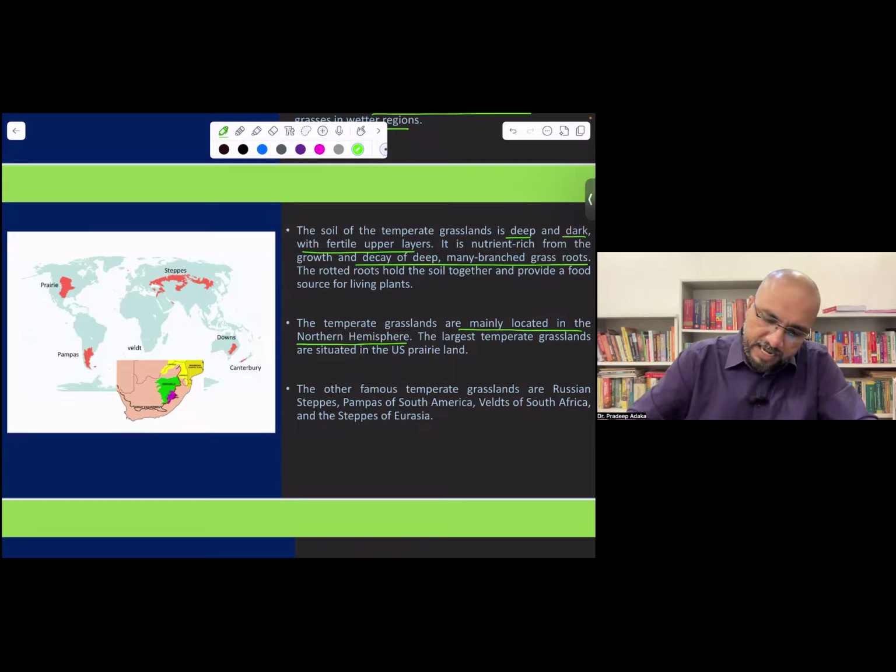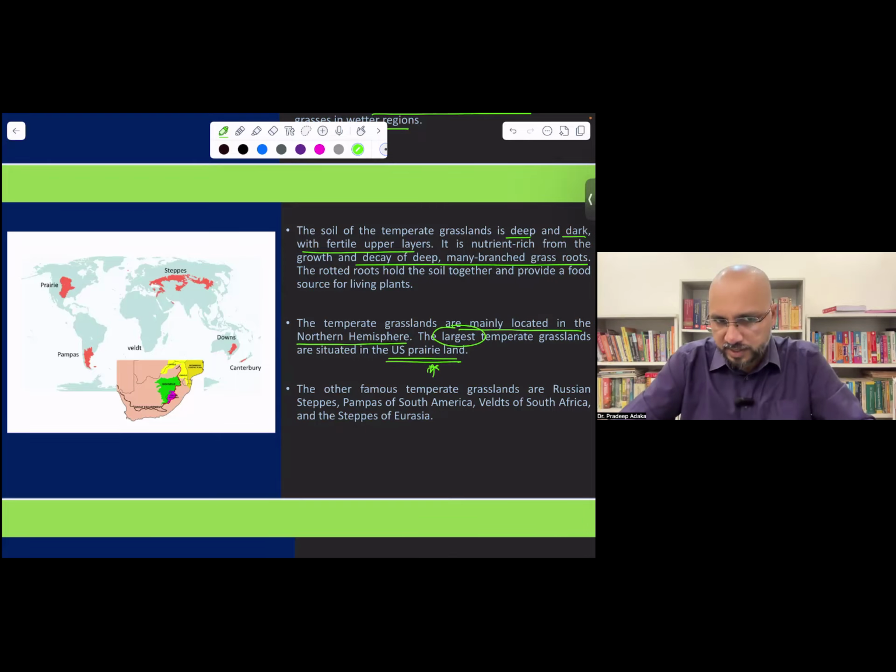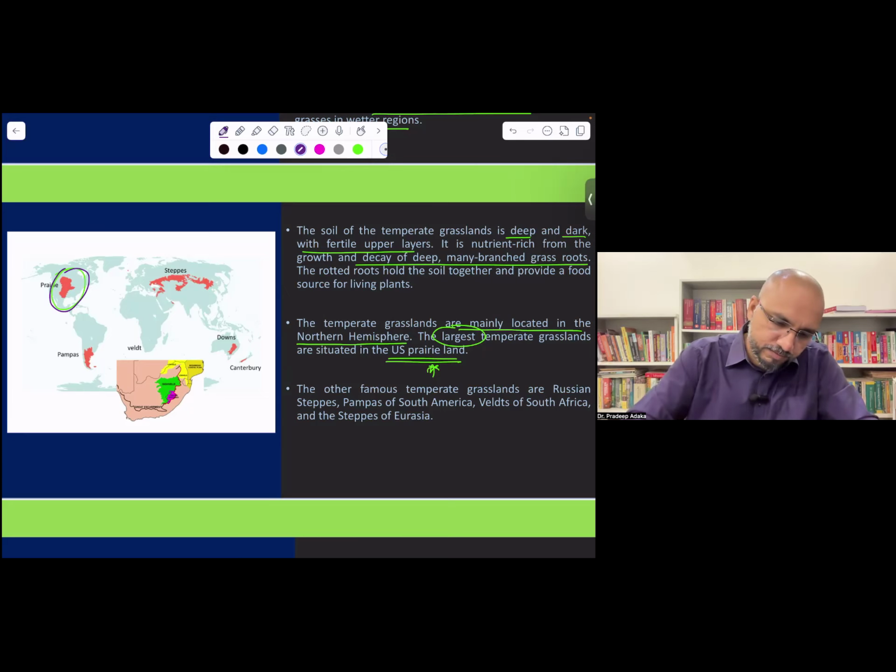The largest temperate grasslands are situated in the United States, the prairie land, in North America, mainly the central part of the US and parts of Canada. These are prairies. Prairies are also called the wheat bowl. So these grasslands support agriculture.